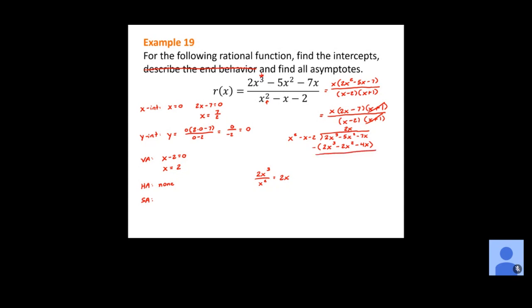2x cubed minus 2x cubed is going to cancel. That should always happen. Negative 5x squared minus a negative 2x squared. Remember, that's going to become addition. So this is negative 3x squared. Negative 7x minus a negative 4x. Again, that turns into addition. This becomes a negative 3x. Any questions up to that point? Okay, what's our next step?